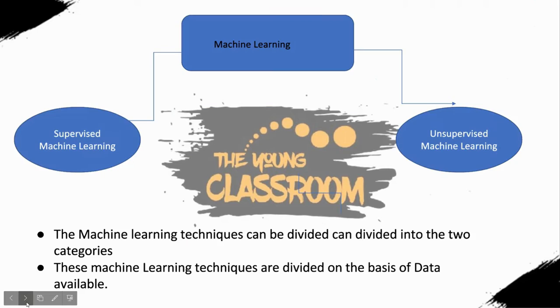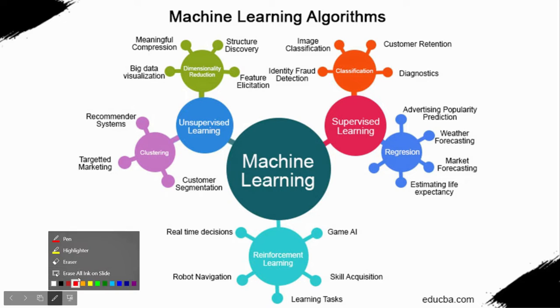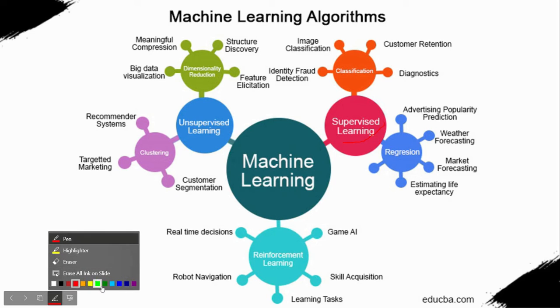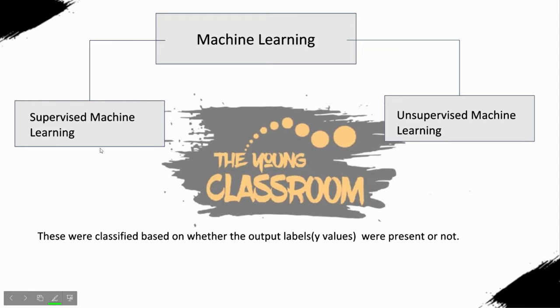As you know, in the last class we discussed dividing machine learning into two categories: supervised machine learning and unsupervised machine learning. These classifications were based on whether our y values were present or not. In supervised machine learning, we had the y values. In unsupervised machine learning, we did not have any y values, right?